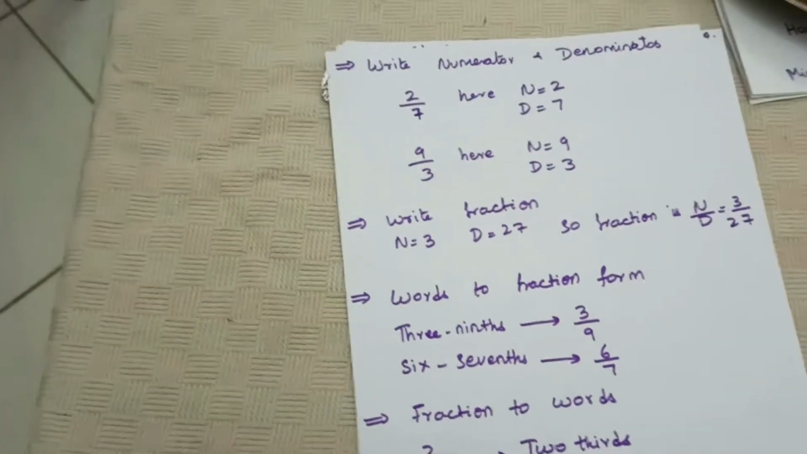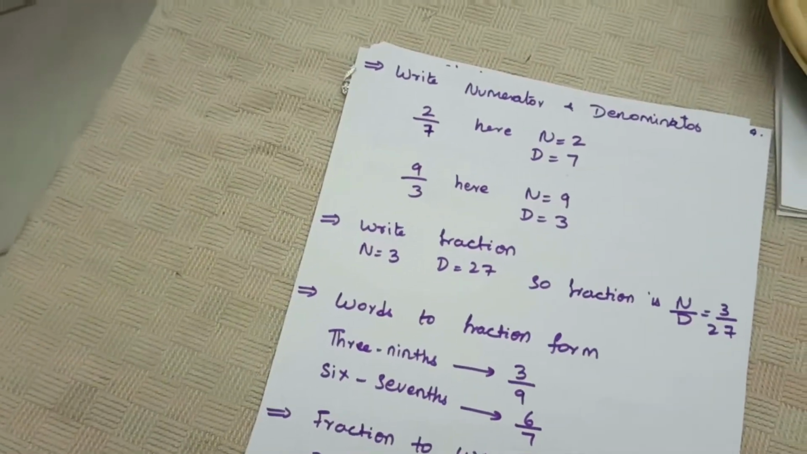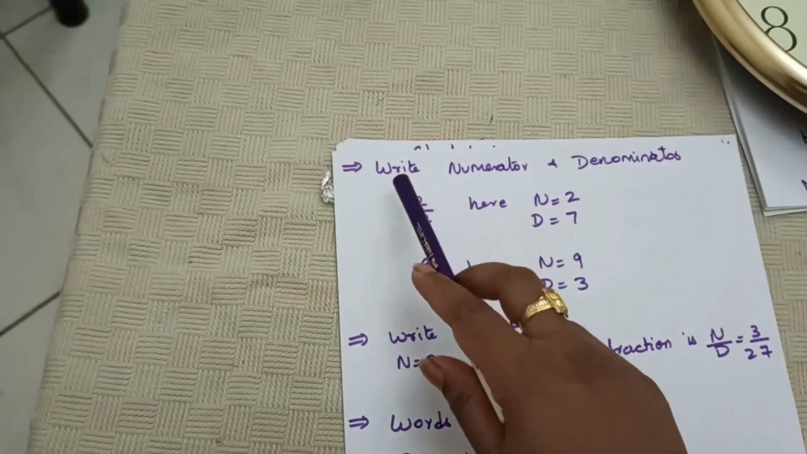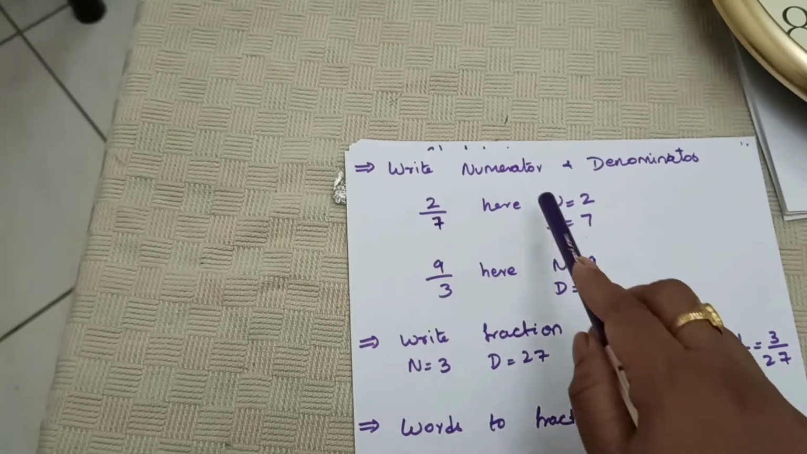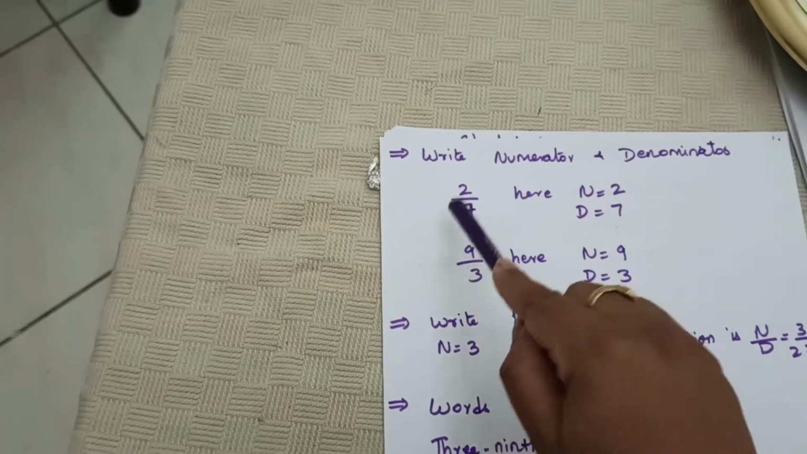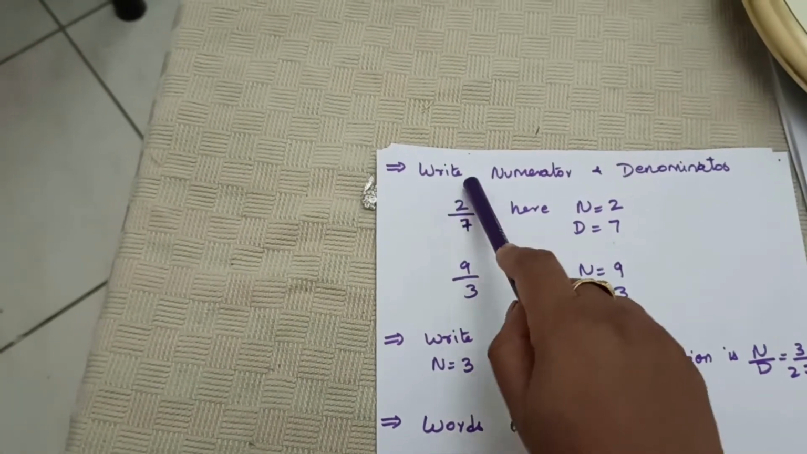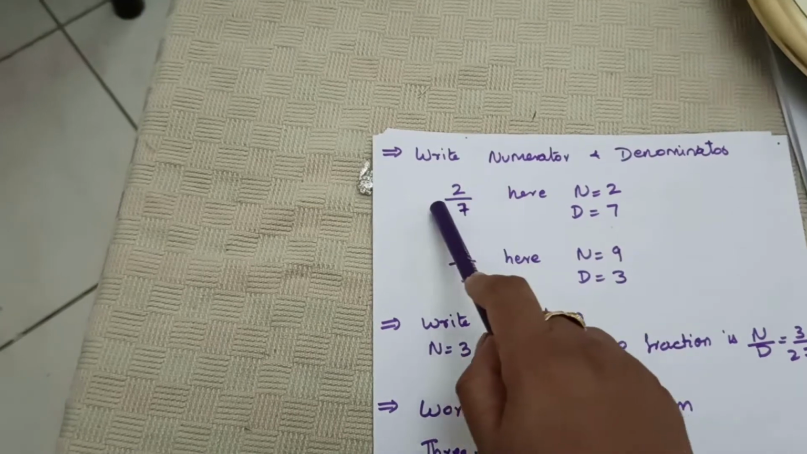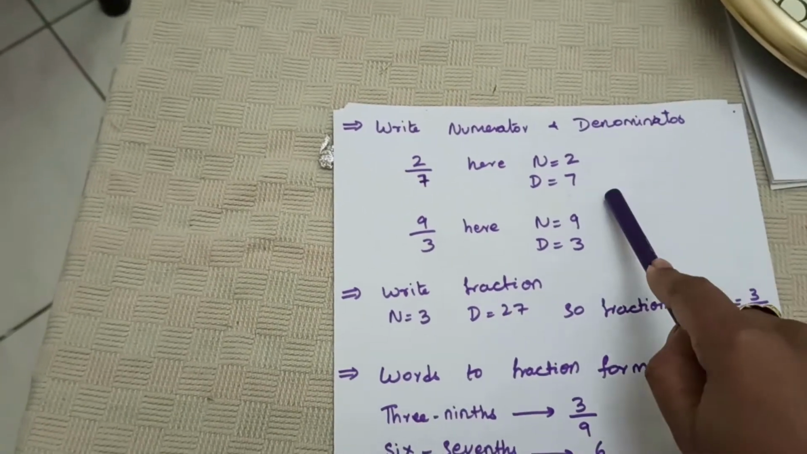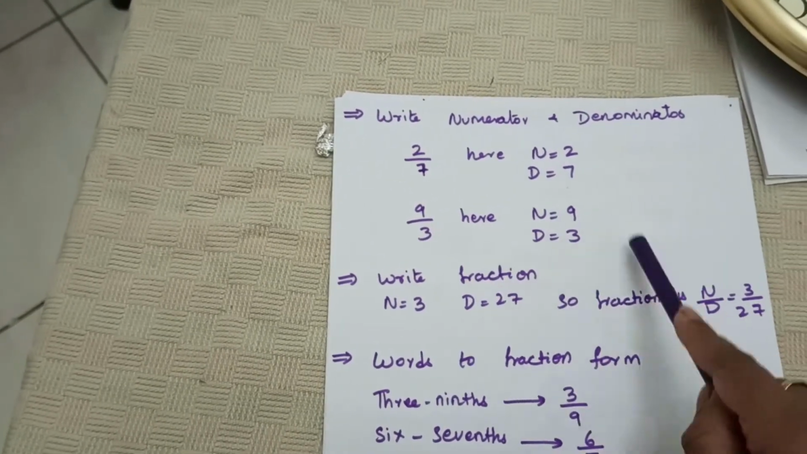Now, the type of questions they may ask will be, they will give the fraction and they will ask to write the numerator and denominator. So, the fraction will be 2 by 7. In this, you have to write what is the numerator and what is the denominator. The number which comes above this bar is the numerator. The number which comes below the bar is the denominator. So, numerator is 2, denominator is 7. Take 9 by 3. Numerator is 9, denominator is 3.